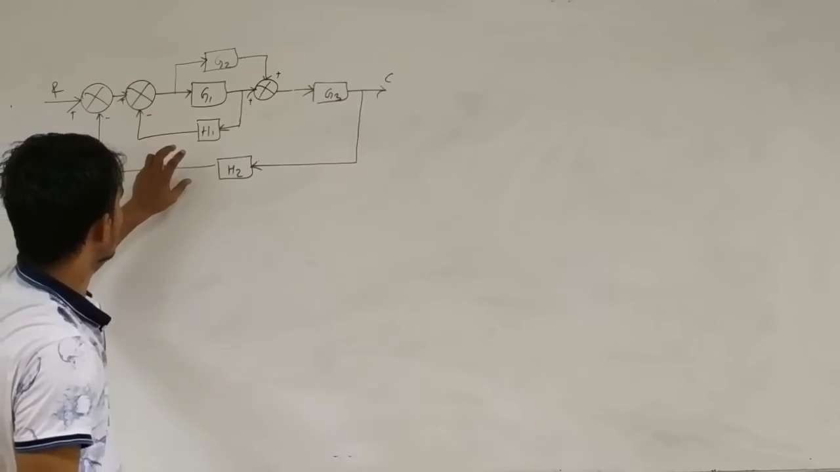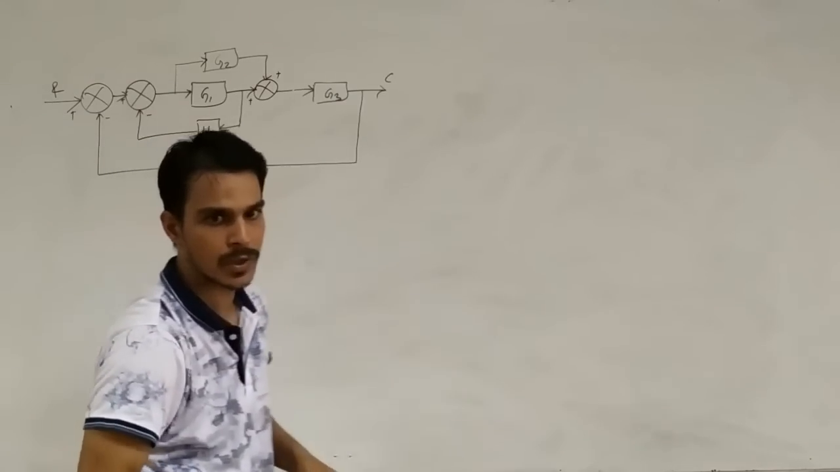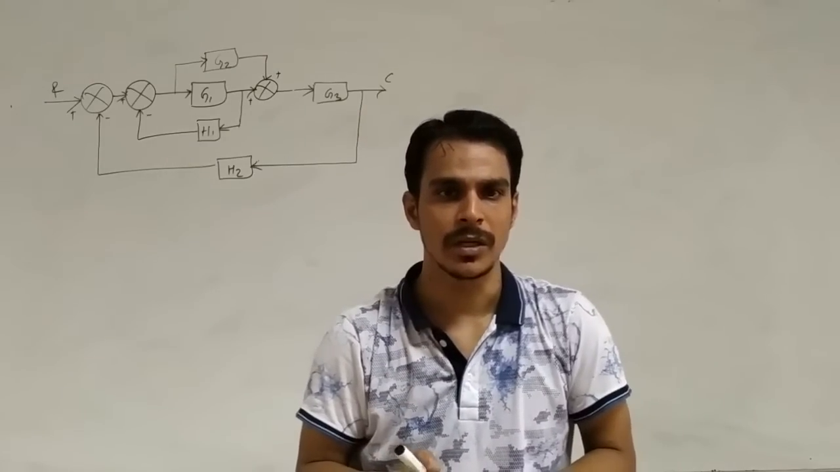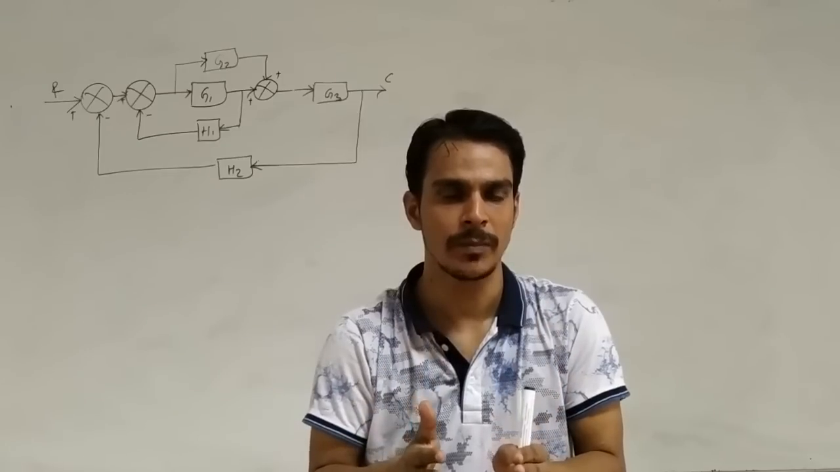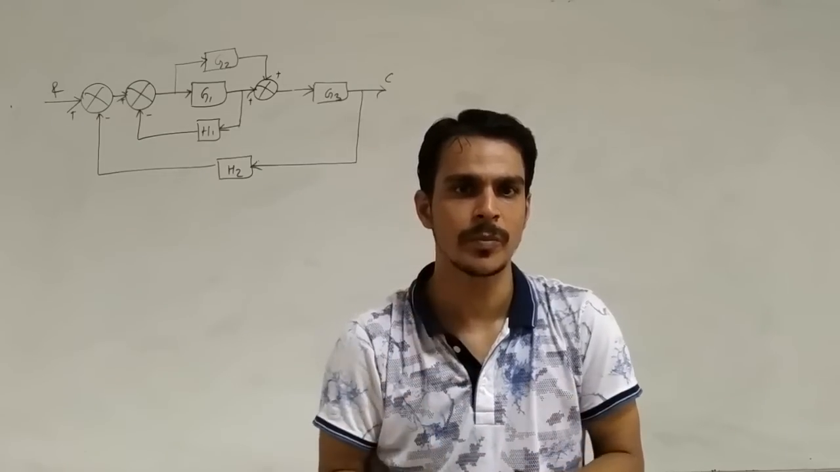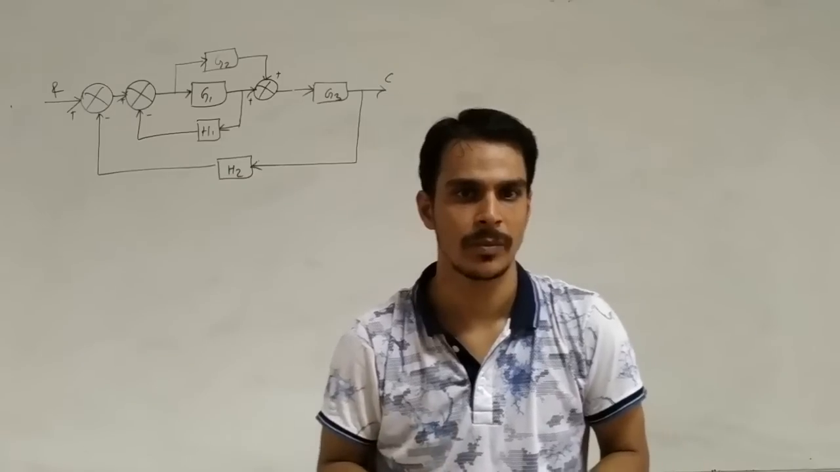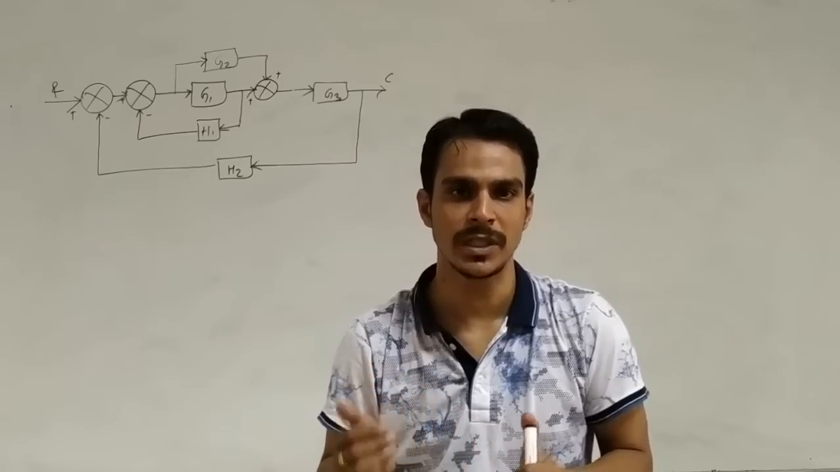So this is a block diagram given. We have to first convert it into a signal flow graph. How will we convert? In a block diagram, wherever summing points and take-off points are placed, we have to replace the summing points and take-off points by nodes in the signal flow graph.